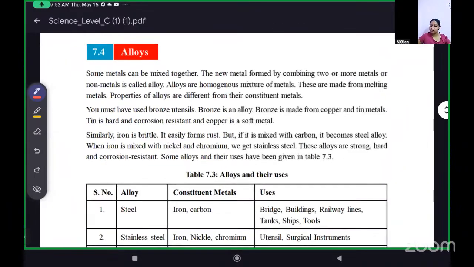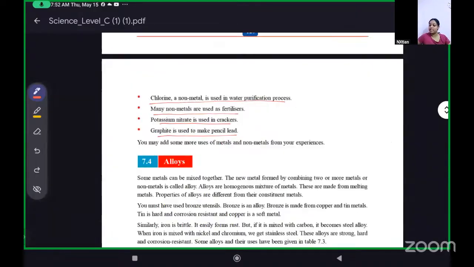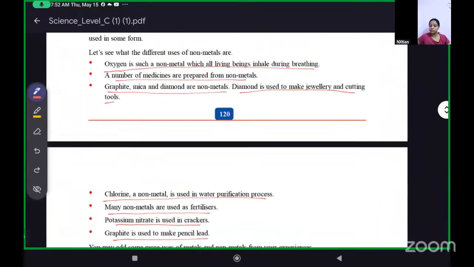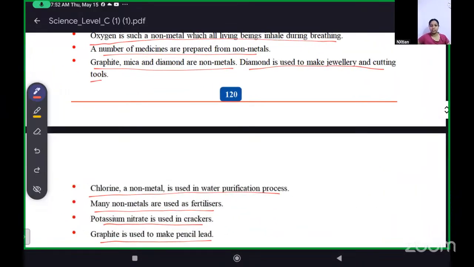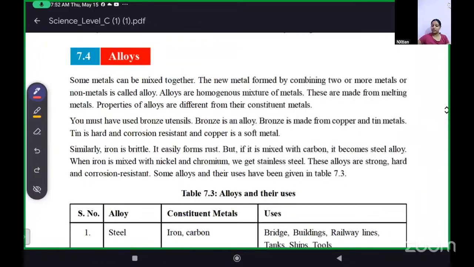Then is there any doubt till now in the uses of metals and non-metals? No, ma'am. Okay, then comes another thing called alloy.